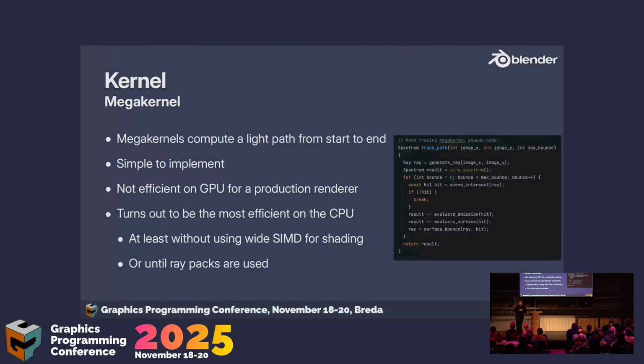So while it's very simple to implement and it works quite okay for a very basic render engine, it's not friendly to the GPU at all. But it turns out it's one of the most efficient ways to implement path tracing on a CPU, at least until you want to do shading on multiple points at the same time, or until you use ray buckets, or basically until you want to find intersections of multiple rays with the scene at the same time, which we currently don't, but that might change in the future.